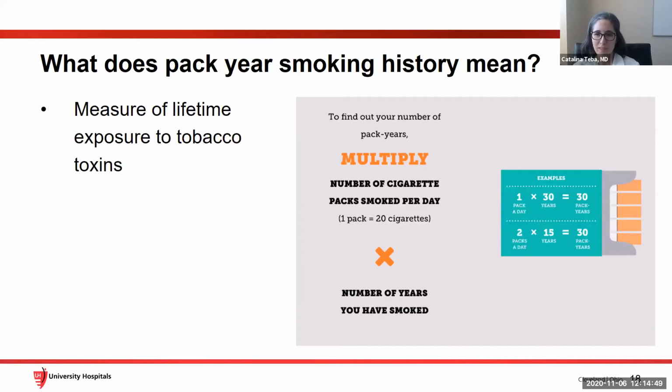And mention pack years. So what does that mean? It means the measure of lifetime exposure to tobacco toxins. Basically, if you're a smoker, take the number of cigarette packs per day times the years you've smoked. For example, if you've smoked for 30 years, a pack per day, you're a 30-pack year smoker. Same as if you've smoked for 15 years, but 2 packs per day, it's 30 pack years. Next slide.